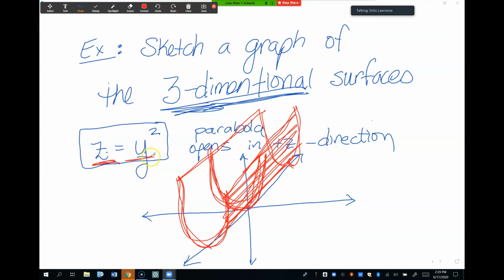The variable that's missing is the variable that we're allowed to repeat that curve forever in that direction. Because really all an equation is a restriction. And if an equation is missing a variable, that means there are no restrictions on that variable. So that's why we can take this one curve and repeat it forever in the x direction. And this would be called a parabolic cylinder.